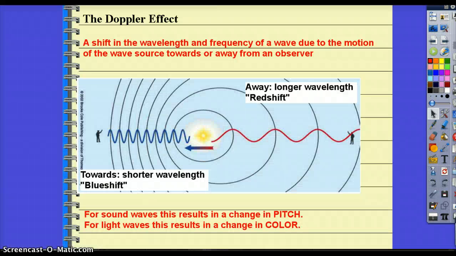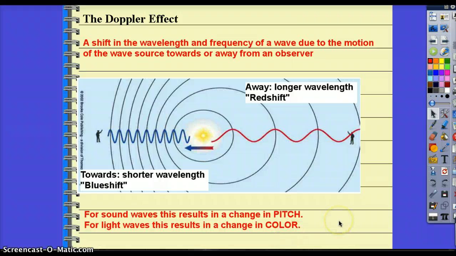So back to the notes. When the wave is coming towards you, the wavelength gets shorter. When we're talking about sound, that means you get a higher pitch. When it's moving away from you, the wavelength gets longer, and you have a lower pitch. For light, it's a change in color.